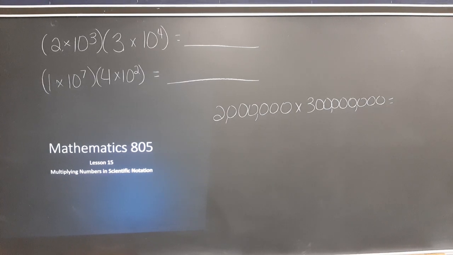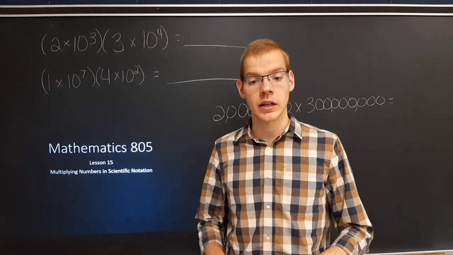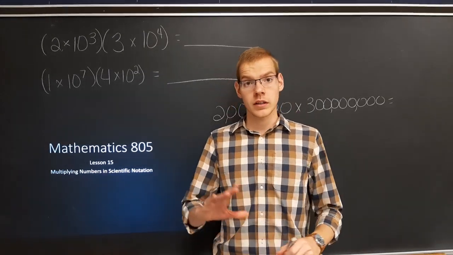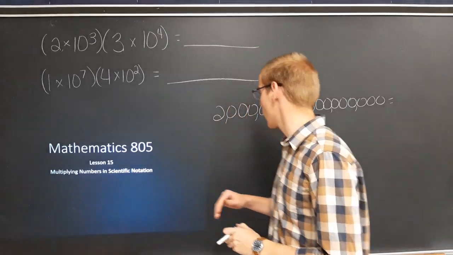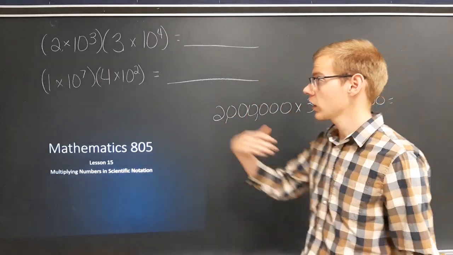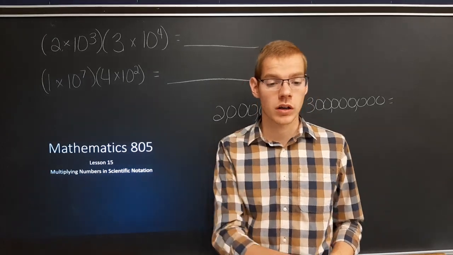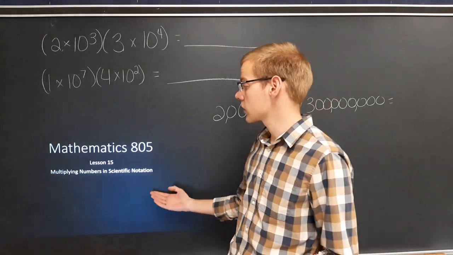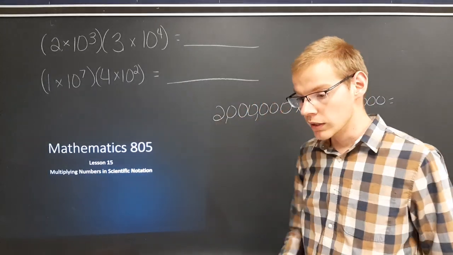Math lesson 15, multiplying numbers in scientific notation. So, in lesson 7, we learned that we could write numbers like this in a form like this. And now what this lesson is about is multiplying numbers in this form instead of this. Let's try it.